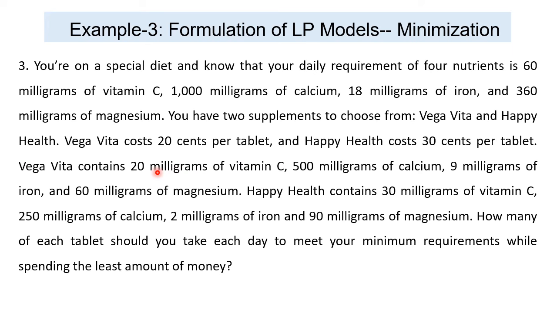Vega Vita contains 20 milligrams of vitamin C, 500 milligrams of calcium, 9 milligrams of iron, and 60 milligrams of magnesium. Happy Health contains 30 milligrams of vitamin C, 250 milligrams of calcium, 2 milligrams of iron, and 90 milligrams of magnesium. How many of each tablet should you take each day to meet your minimum requirements while spending the least amount of money? So here our objective is to minimize the cost, by achieving the minimum requirements.